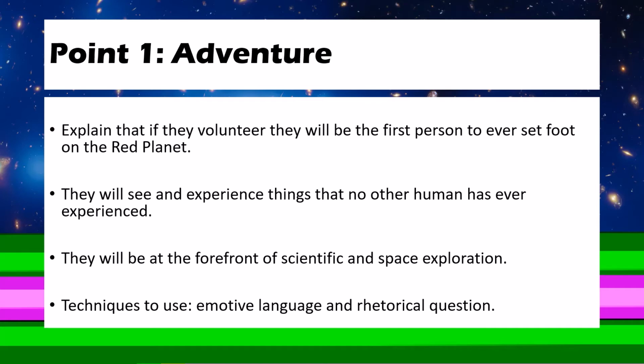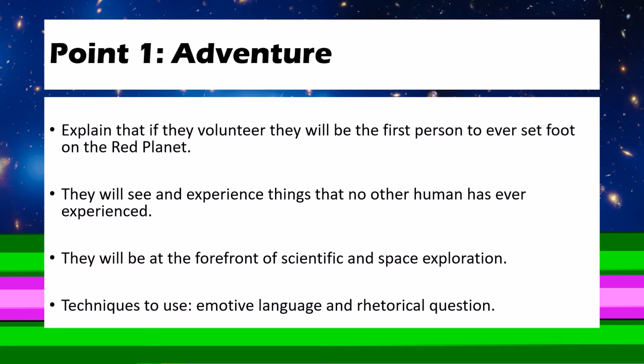After your introduction, your first main section is going to be about adventure. You have to persuade your audience that signing up to go to Mars would be an amazing adventure that no one would want to miss out on. So you should explain that if they volunteer, they're going to be the first person to ever set foot on the red planet. They will see and experience things that no other human has ever experienced, and they will be at the forefront of scientific and space exploration. So that means they'll be among the very first to find out new things about science and space.